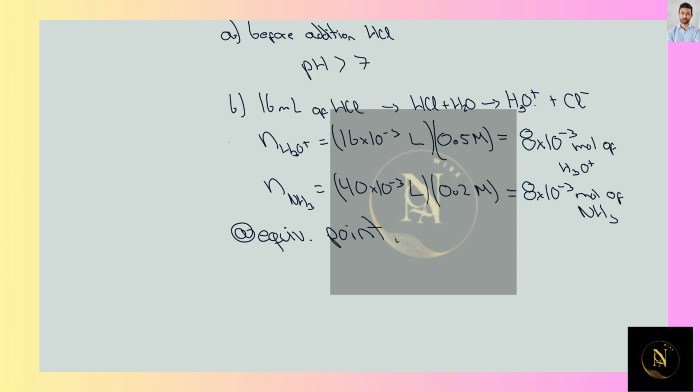If we were titrating a strong base with a strong acid, the pH at the equivalence point would be equal to 7. But since we are doing the titration of a weak base with a strong acid, the pH at the equivalence point is going to be acidic. The pH is going to be lower than 7.